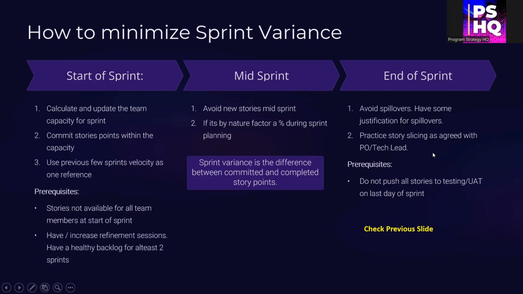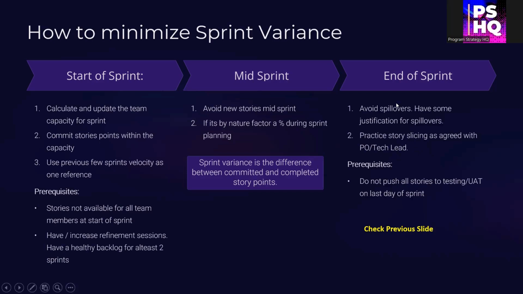If there is some part of work which is done and some which is not done, slice the story vertically and create a new story for the part of work which is unfinished, so that you can deliver some value of the finished work, and the remaining part you can take up in the next sprint. But this should not become a regular practice for all stories. Just align with the PO and tech lead and then practice this.